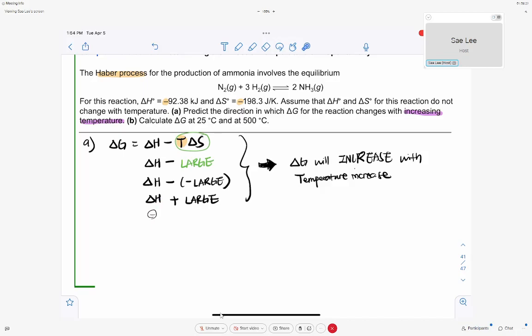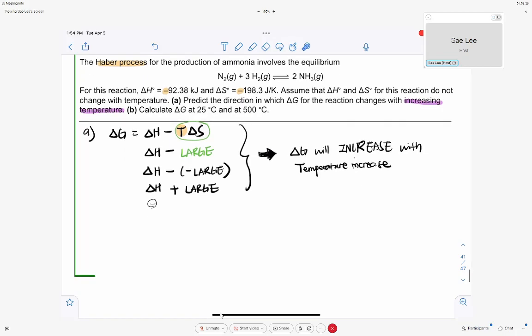So what does this tell us? This tells us that if delta G becomes more and more positive as temperature increases, the reaction is becoming more and more non-spontaneous as temperature increases.